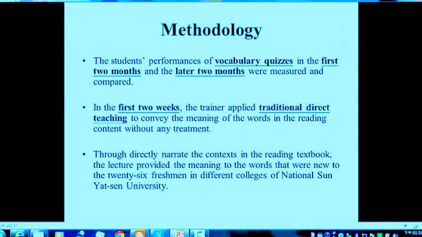The students' performances on vocabulary quizzes in the first 2 months and the later 2 months were measured and compared. In the first 2 weeks, the trainer applied traditional direct teaching to convey the meaning of the words in reading contents without any treatment. By directly narrating the context in the reading textbook, the lecturer provided the meaning of the words that were new to the 26 freshmen in different colleges of National Sun Yat-sen University.